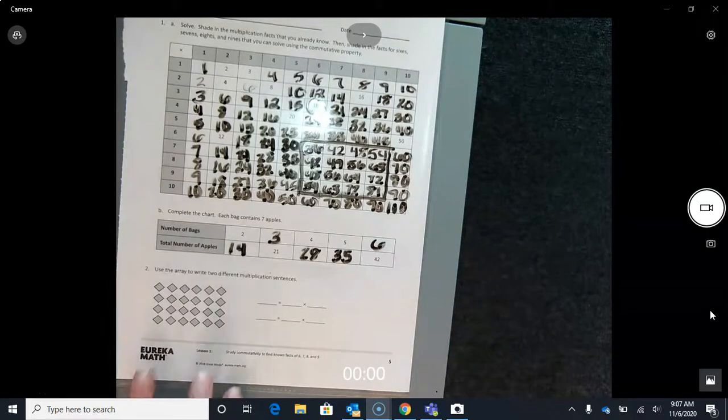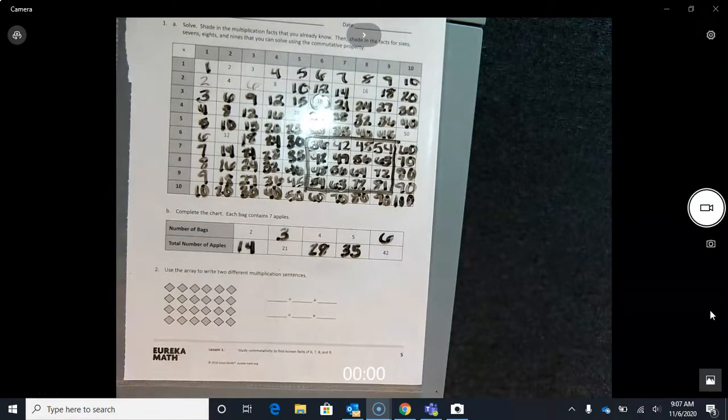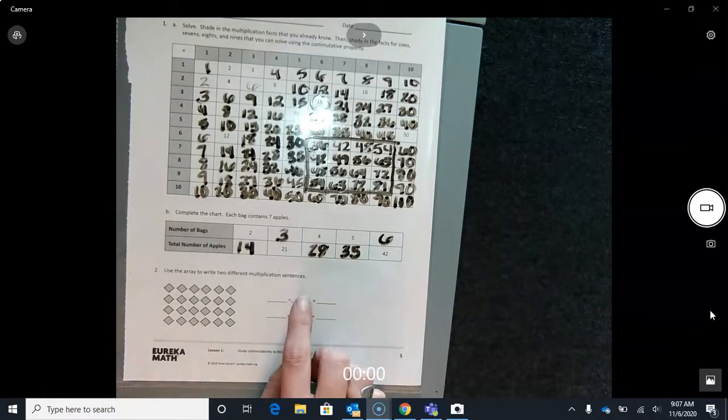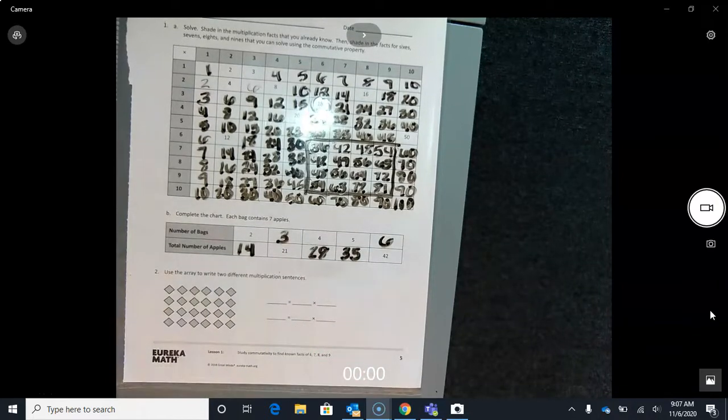All right, check your work and make sure you have filled in your chart correctly. Okay, now let's take a look at number 2. Number 2 says use the array to write 2 different multiplication sentences. On your paper, knowing what you know about commutative property, go ahead and represent the array with 2 different multiplication equations, and then we'll check it together. Press play when you're ready to check.